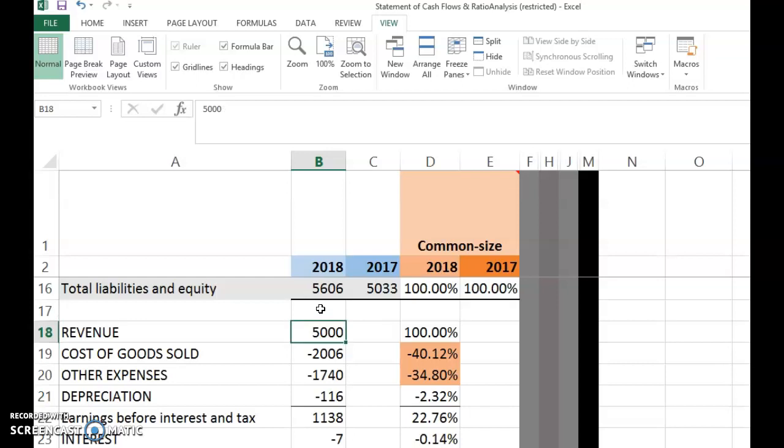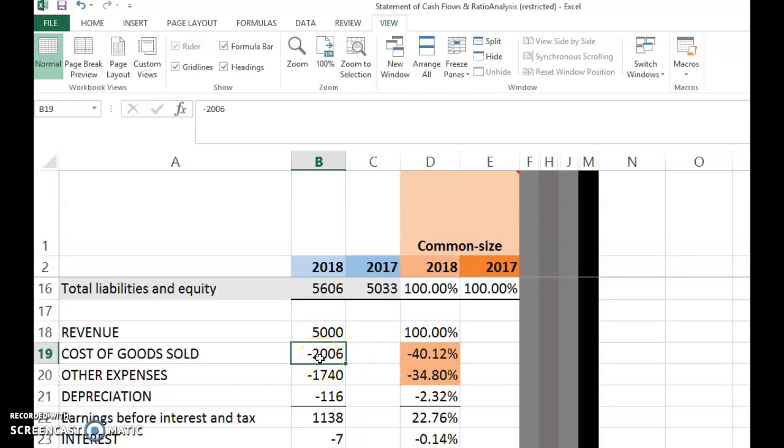This is different from common sizing the balance sheet. In the balance sheet, all items are expressed as a percentage of total assets. Here in the income statement, all items are expressed as a percentage of sales or revenue, total sales or revenue. Therefore, for example, cost of goods sold. Ignore the negative here.